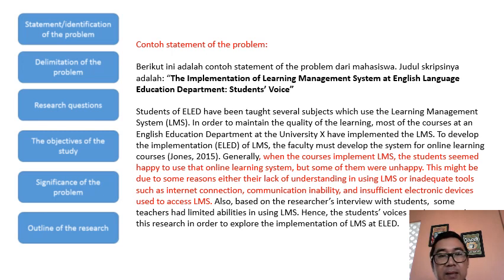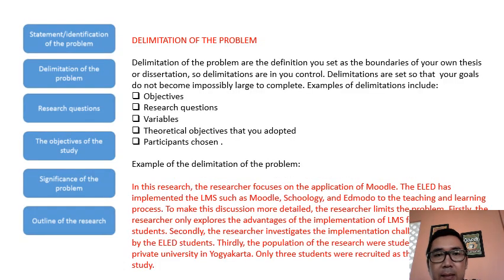Well, guys, next we will be talking about delimitation of the problem. Awas, delimitation of the problem itu berbeda dengan limitation of the problem. Kalau limitation of the problem biasanya dijelaskan ketika seorang peneliti sudah menulis bagian-bagian akhir dari research report ya. Dia mengatakan bahwa misalnya partisipan yang saya rekrut untuk diinterview itu hanya sedikit orang ya, sehingga tidak bisa mewakili populasi. Ini misalnya limitation of the problem.